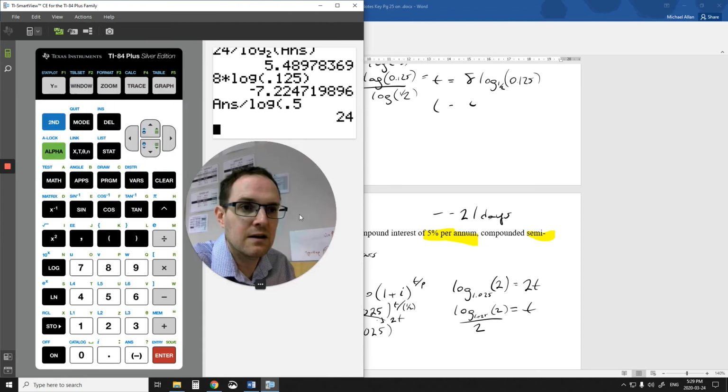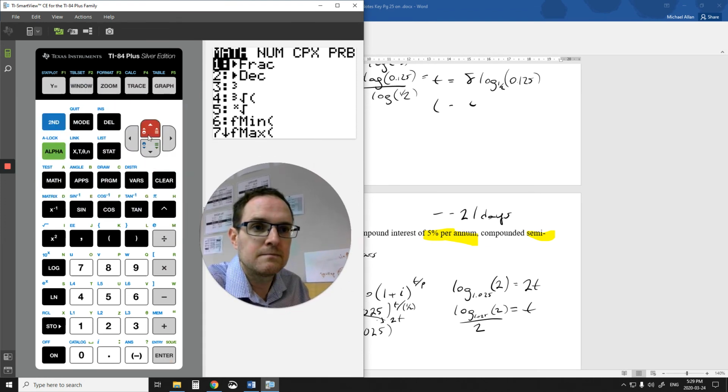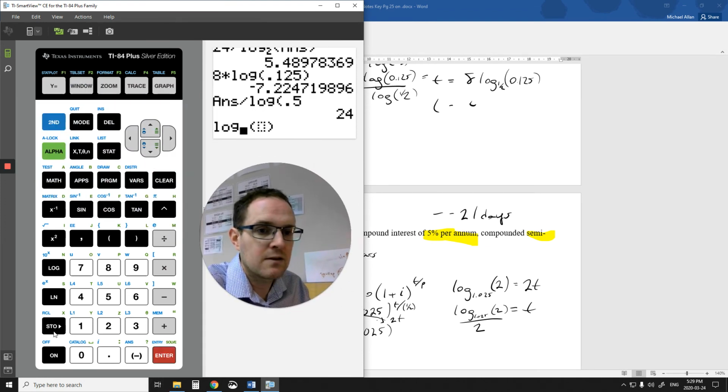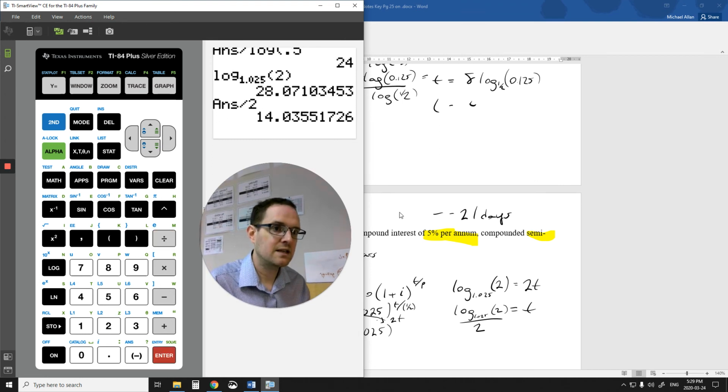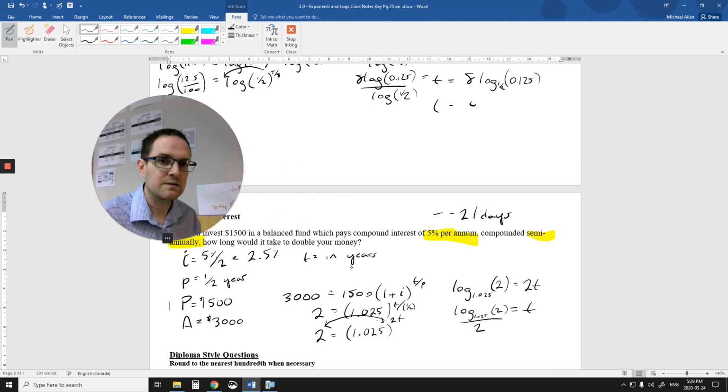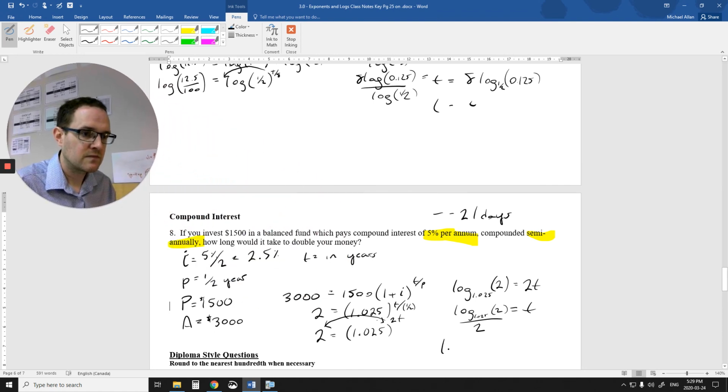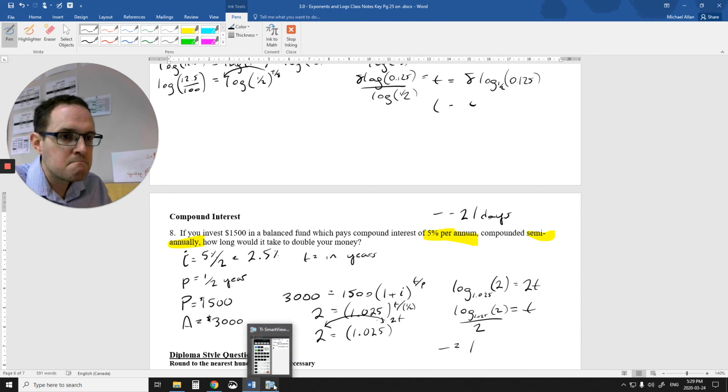Okay, so let's go to our calculator and figure out what that is. It's going to be a log base 1.025 of 2, and then we're going to divide by 2. So it takes 14 years. T is equal to 14. Is it exactly 14? Yeah, 14 years.